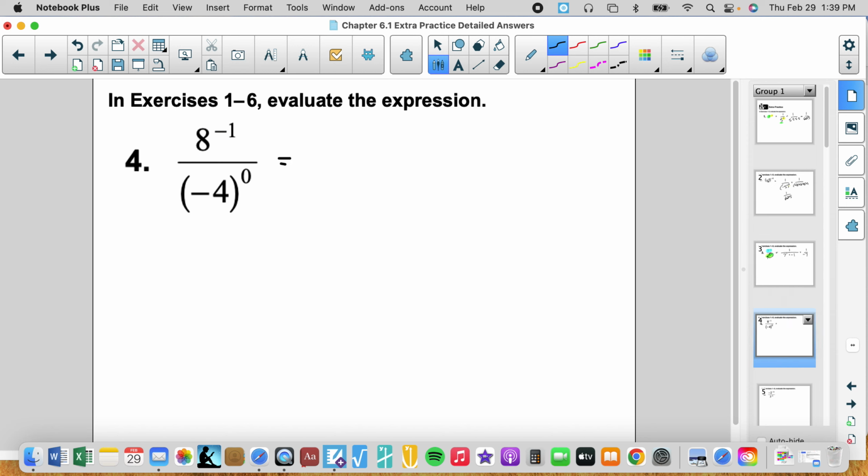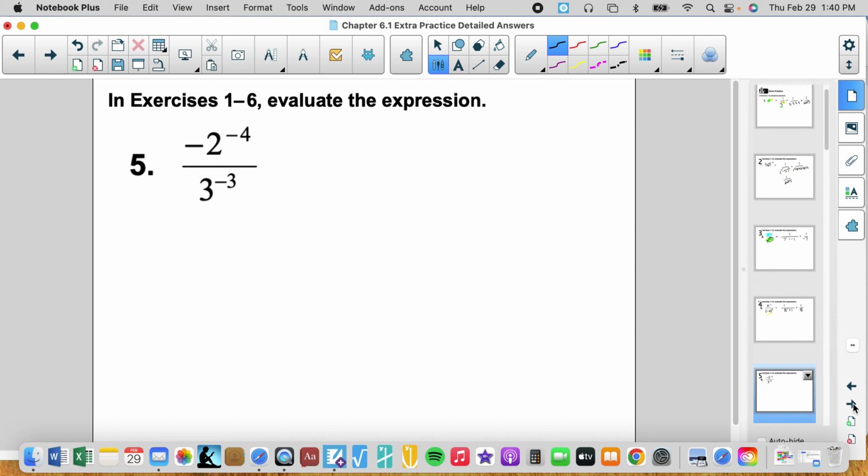So we'll deal with 8 to the -1. That's going to go 8 to the 1st in the denominator. We have -4 to the 0. This time, the exponent is 0 and the base is -4. So that will be 1. And then we get 1 over 8. So big difference between question number 3 and 4.